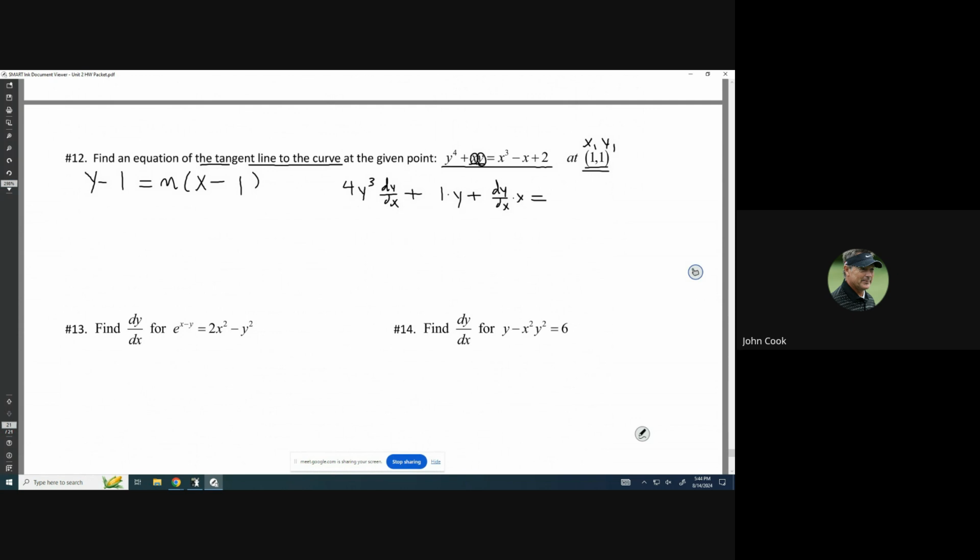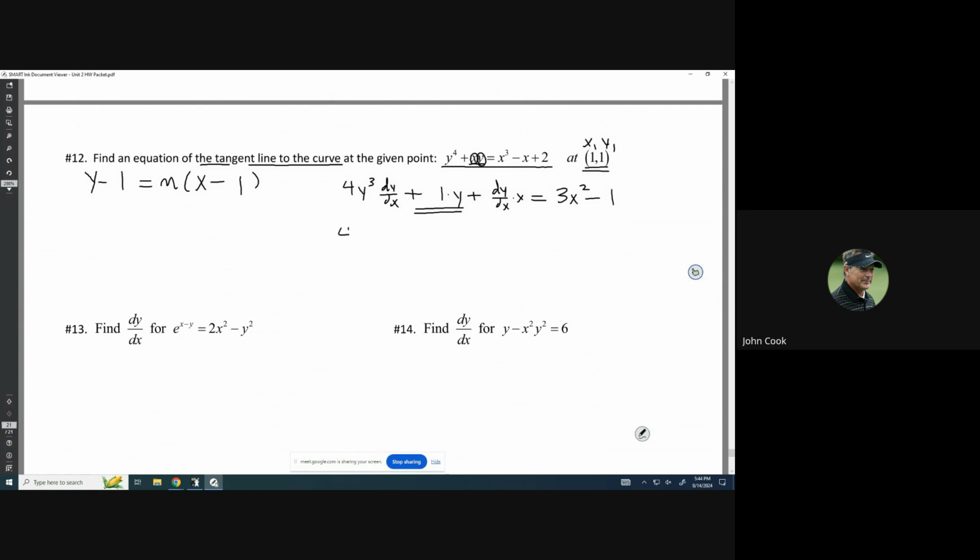Okay, let's do the second half, the right-hand side of the equation. The derivative of x to the third is 3x squared. The derivative of negative x is a negative 1. And the derivative of a constant is just 0. So my next goal is to get dy dx all by itself. So I take all the stuff that doesn't have a dy dx on it, like this 1y, and I move it to the other side.